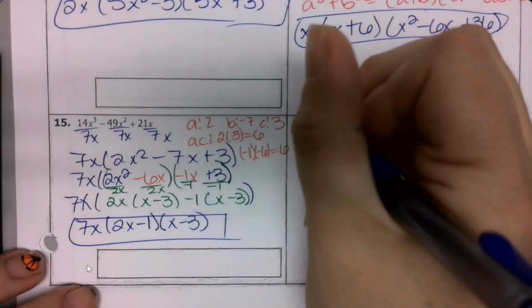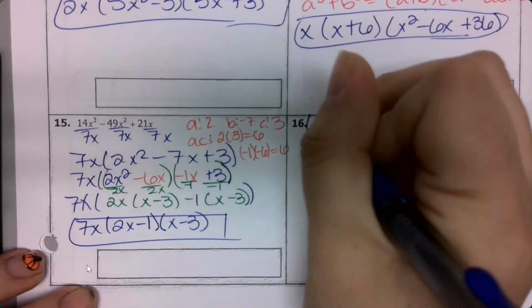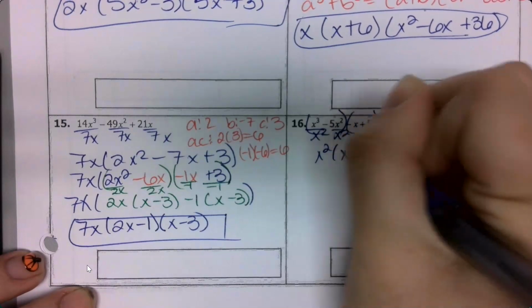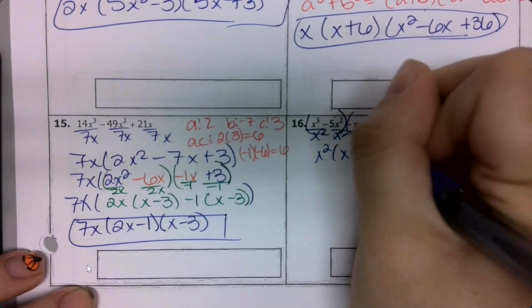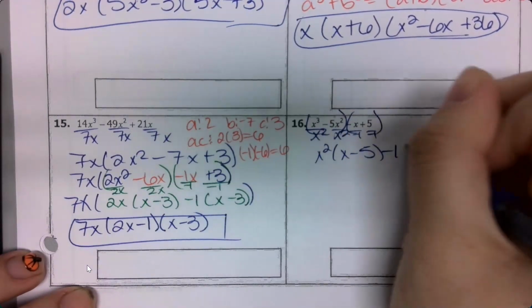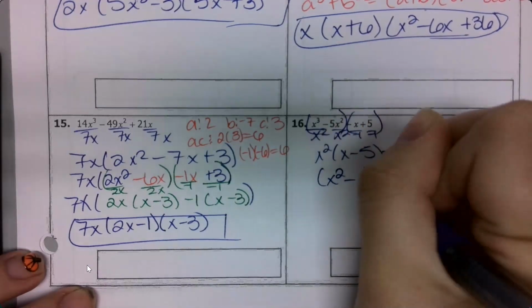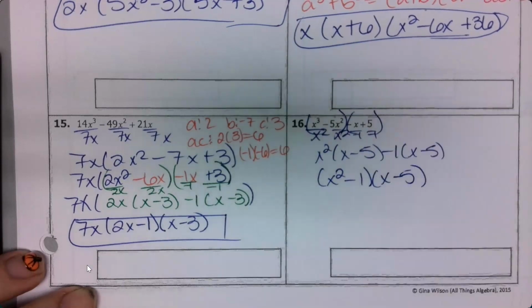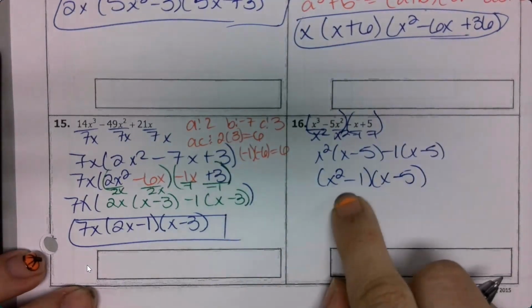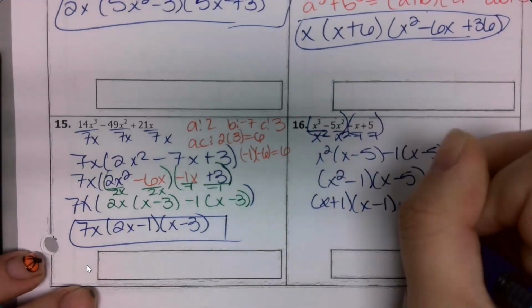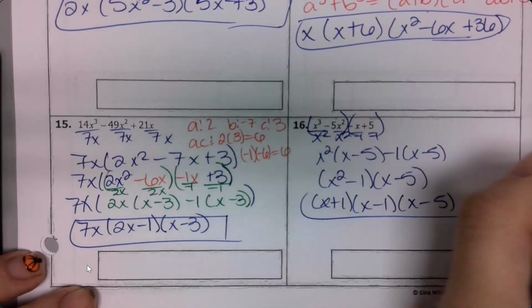Okay, on number 16, this one's just by grouping. So my first group I can take out an x squared. And I'm left with x minus 5. On my second group I can take out a -1. And I'm left with x minus 5 again. My outside parts go together. Then this one is a difference of perfect squares, so I can split it up into x plus 1 times x minus 1, and then I have my x minus 5.